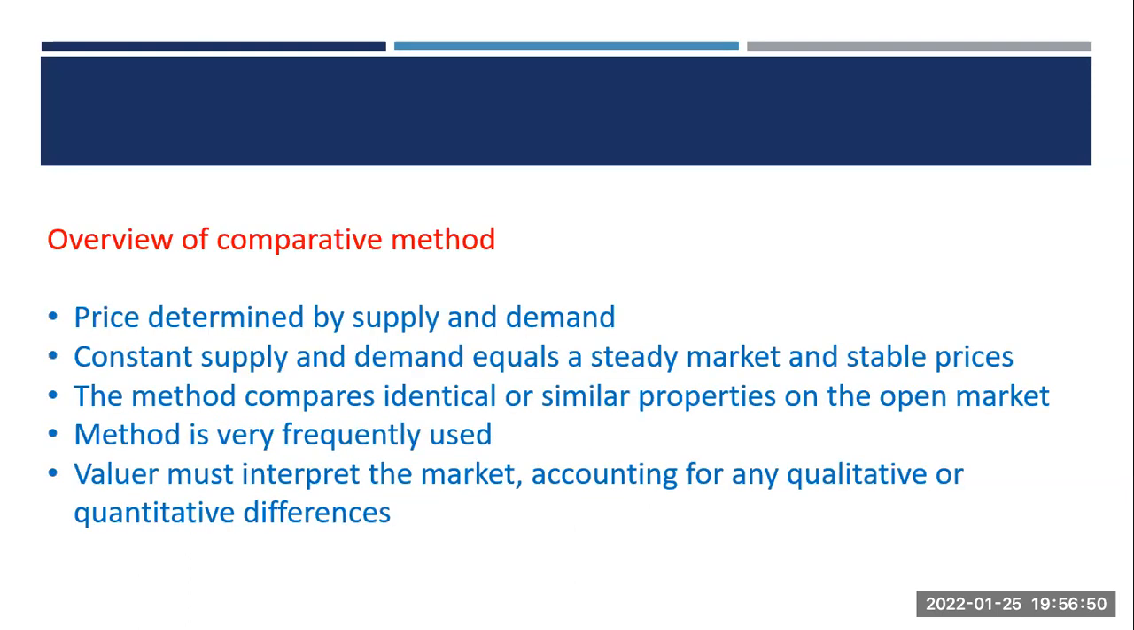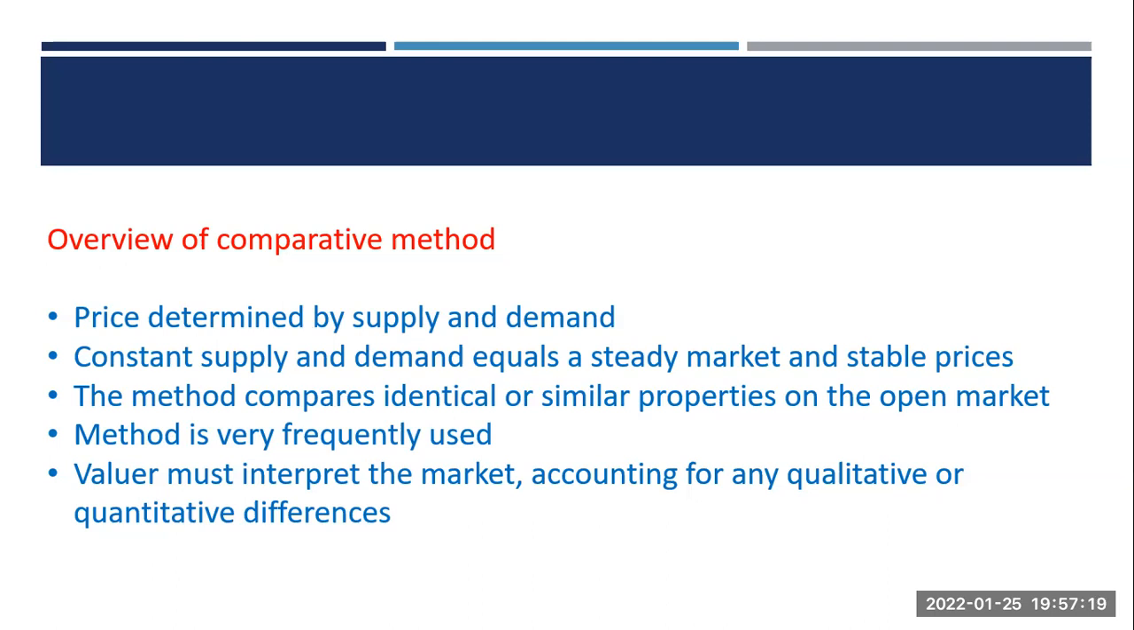So really, we have to start by thinking that the value of property is dependent on two factors, demand and supply. If we assume that these are constant, so that at any one time the number of persons able and willing to purchase a property is equal to the number of persons who desire to sell, i.e. that these two figures are the same, then we will have a steady market and a stable price level.